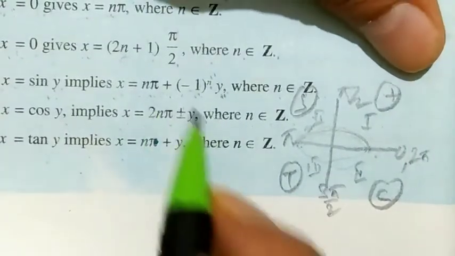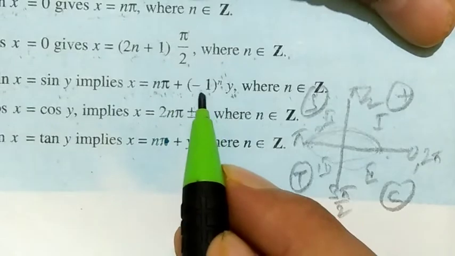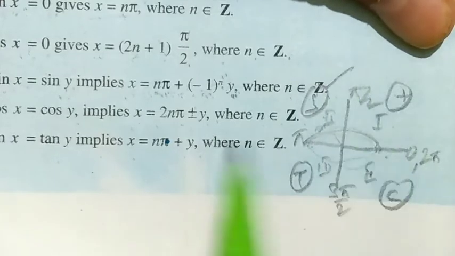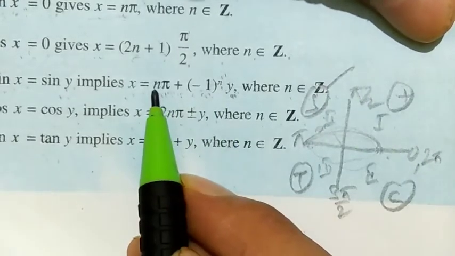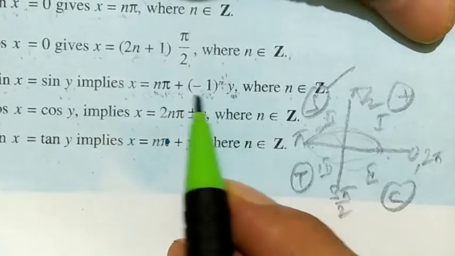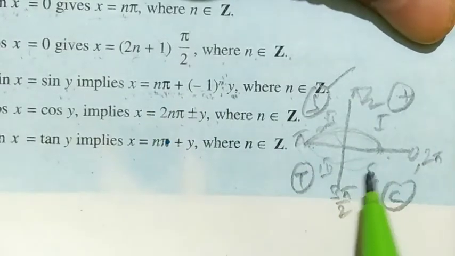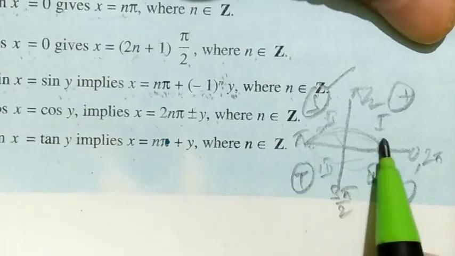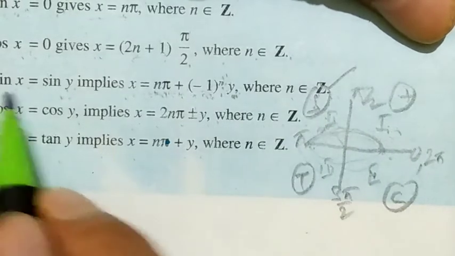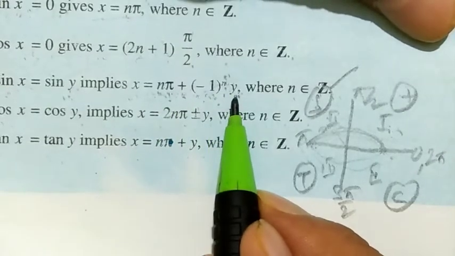So when sin is positive in second quadrant and in first quadrant. So if n is odd, means if n is 1, this is pi plus minus y. So pi minus y means second quadrant, sin is positive. And if n is even, means n is 2, so this is 2 pi plus minus 1 power 2. Minus 1 power 2 means plus 1. So 2 pi plus y means in first quadrant. So in first and second, sine is positive. So sin x equals sin y implies x equals n pi plus minus 1 power n into y.